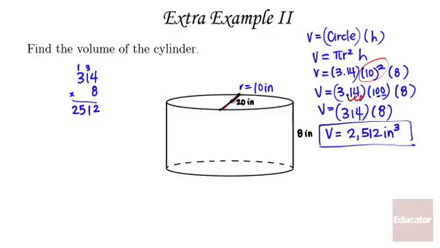Be careful if they give you the diameter. Just remember, radius is half the diameter, so you just have to divide that number by 2.